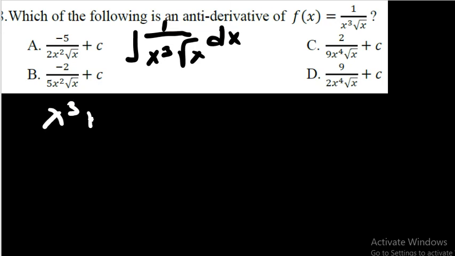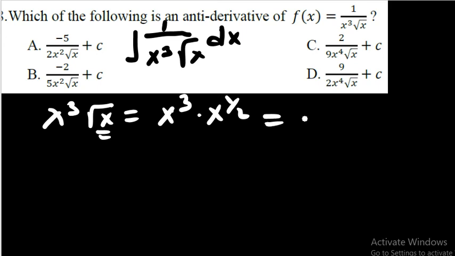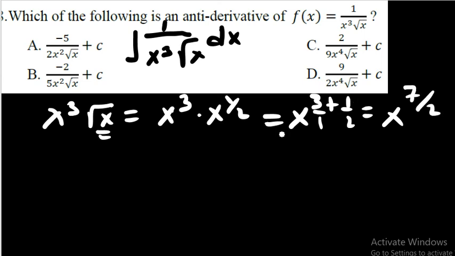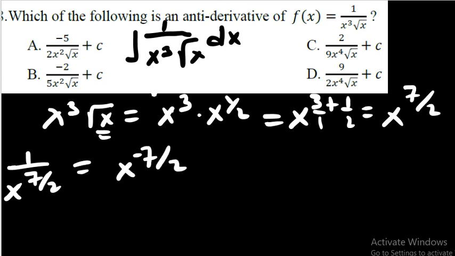So x cubed radical x is the same as x cubed times x to the power of 1 over 2, because radical x means x to the power of 1 over 2. So when you multiply, you can add the exponents: x to the power of 3 plus 1 over 2. This is going to be x to the power of, by crisscross, 6 plus 1, 7 over 2. Then 1 over x to the power of 7 over 2 is the same as x to the power of negative 7 over 2. So we simplified everything.